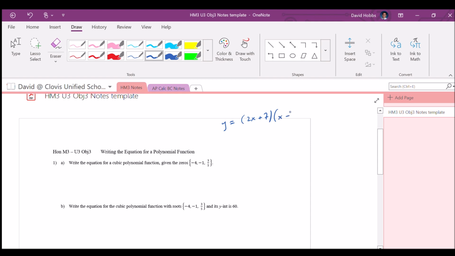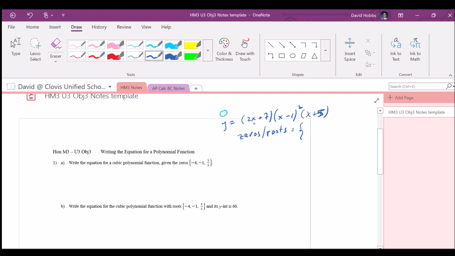So let's say I had a polynomial function in factored form. y equals 2x plus 7 times x minus 1 quantity squared times x plus 5. And so the zeros of the function, or the roots of the function, because they are synonymous, we would be plugging in 0 for the y and solving for the x's.